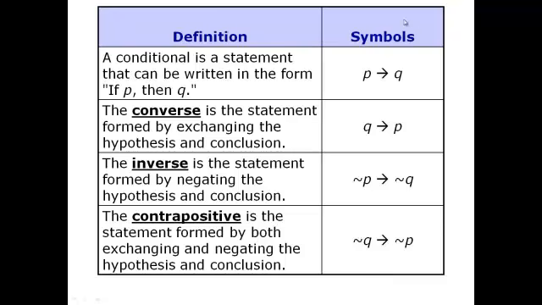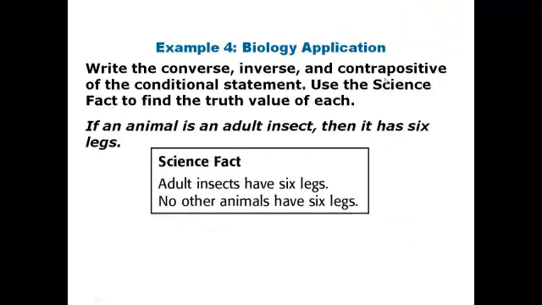Okay? So a conditional statement is if P, then Q. A converse is if Q, then P. An inverse is if not P, then not Q. And a contrapositive is if not Q, then not P. Now remember, when we're discussing the contrapositive, the inverse, and the converse, they are all referring back to the conditional statement.